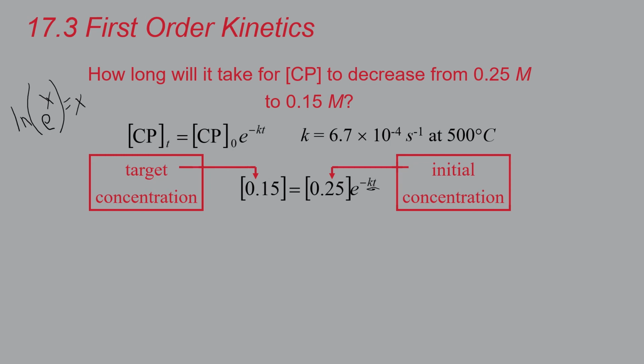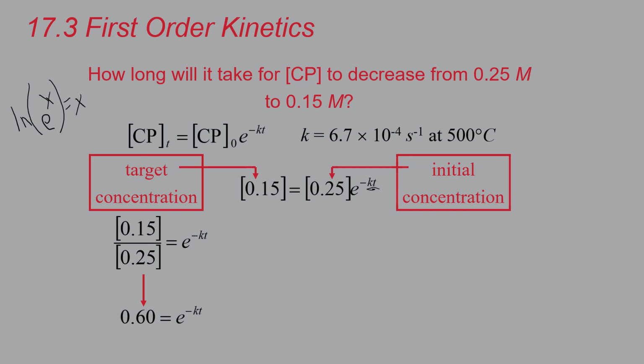So generally when you're getting ready to undo an e operation, it's best to leave the e expression on one side of the equation and everything else on the other. So I want to divide both sides by 0.25 and get this. So 0.15 divided by 0.25 is equal to e to the negative kt. Now I would evaluate the 0.15 divided by the 0.25, telling me that 0.6 is equal to e to the negative k times t.